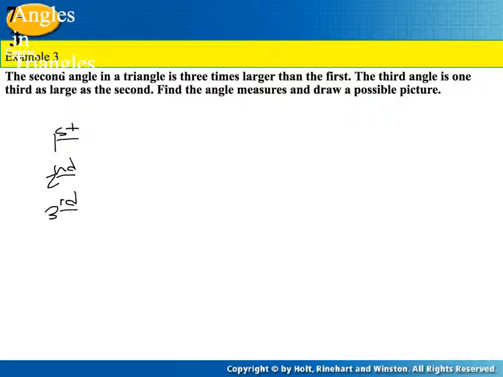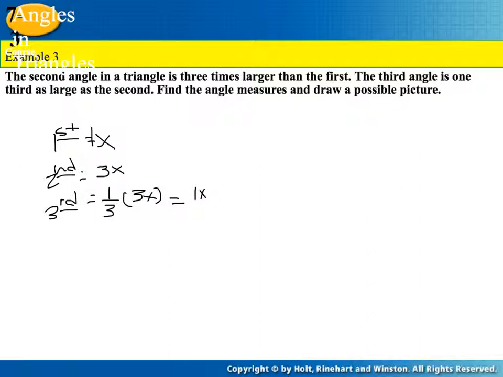All right, so it says the second angle in a triangle is 3 times larger than the first. The third angle is 1/3 as large as the second. Well, it all starts with that first angle measure. Do you know what the first angle measure is? Nope. Hey, me either. It's x. Second angle measure is 3 times larger than the first, so 3 times x. My third angle is 1/3 as large as my second, which is 3x. Simplify this out. Hey, 1x again. Just 1x.